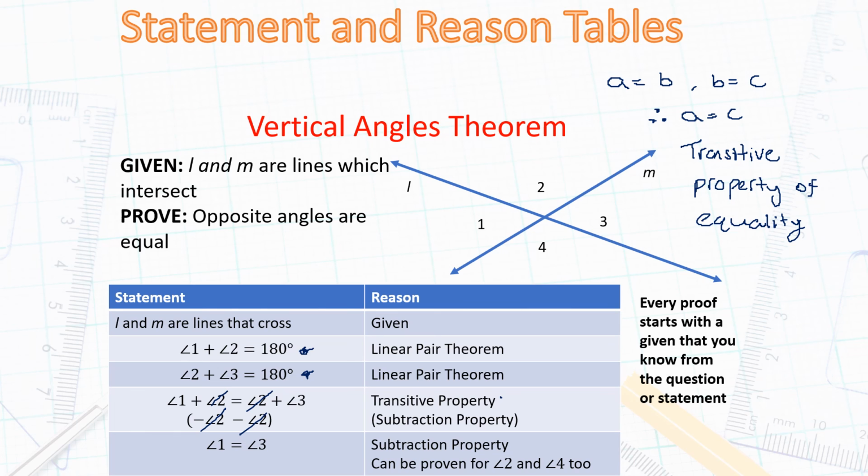So the opposite angles 1 and 3 must be equal. And same proof for angles 2 and 4. We could use 1 and 2 and then 1 and 4. And we would be able to show, since 1 is common, that means 2 must be equal to 4. So that is a proof using a statement and reason table. We will be doing a lot of these throughout geometry.